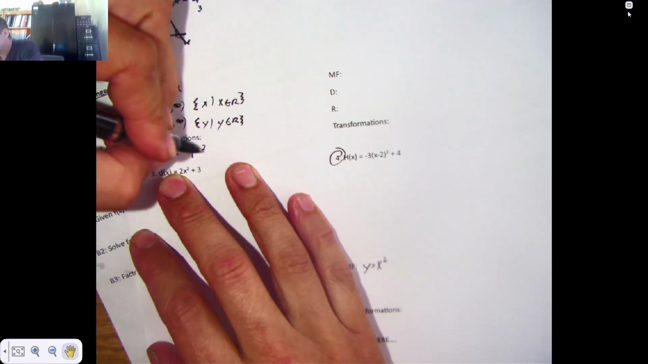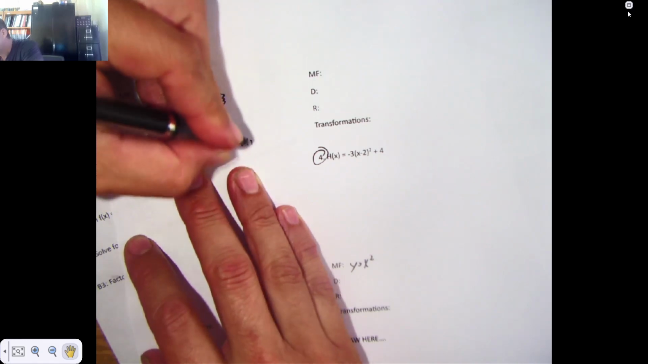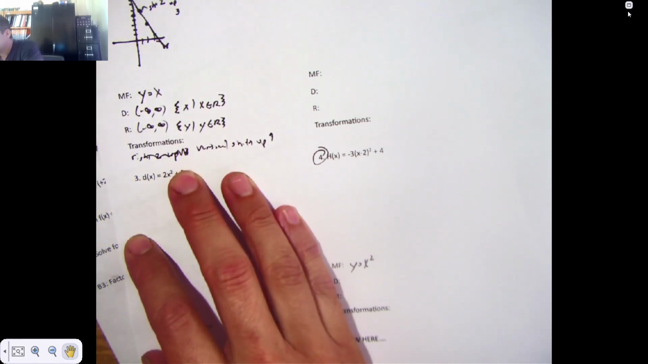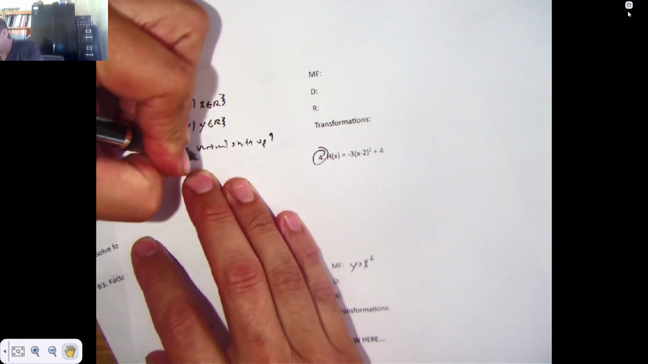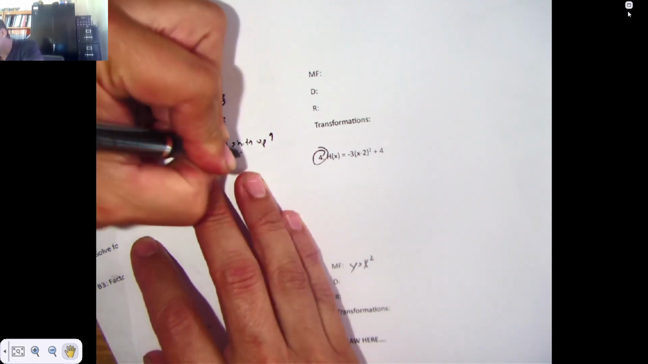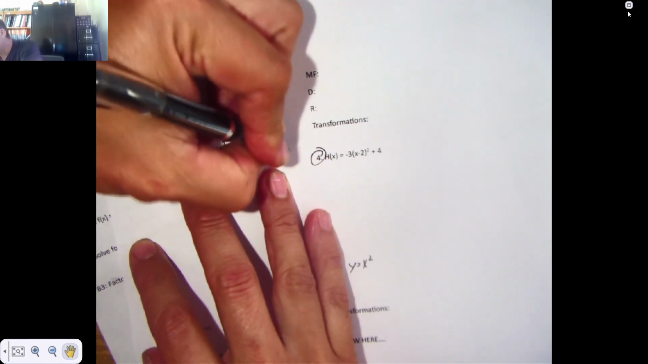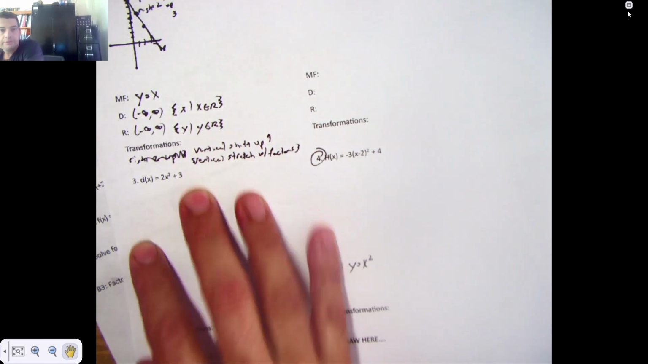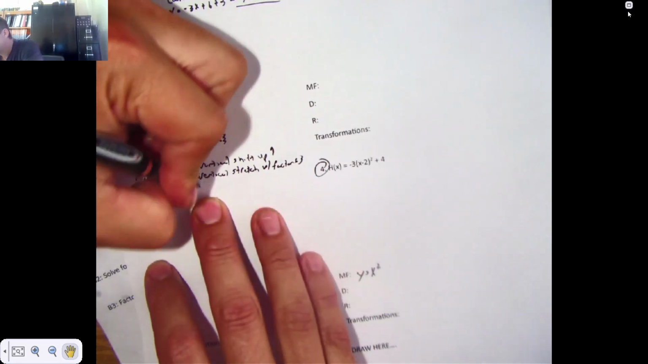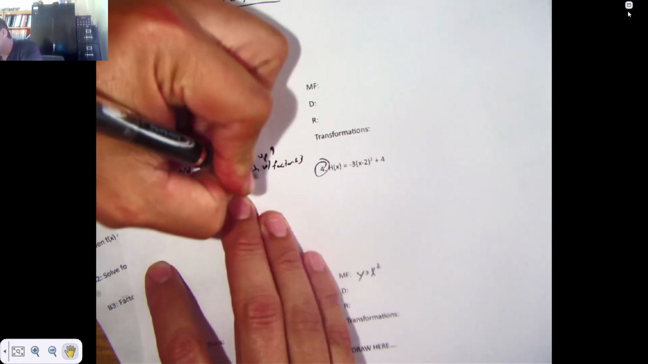Actually, it ends up just being up 9. Vertical shift, up 9. And we have a scale factor, we have a vertical stretch with a factor of 3. And what else do we also have on that one? We have a reflection over the x-axis because the slope is negative.